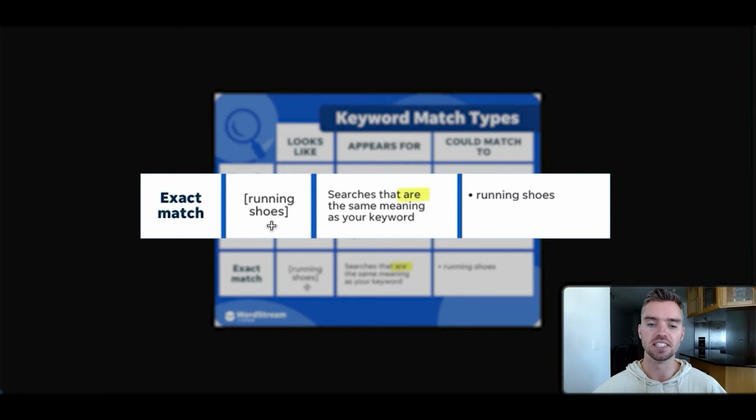Exact match is if we're selling running shoes, let's say, and we're targeting the term running shoes in exact match, then we're gonna match for the keyword running shoes, and it should only be running shoes. Maybe running shoe, running shoes, it should only be that.